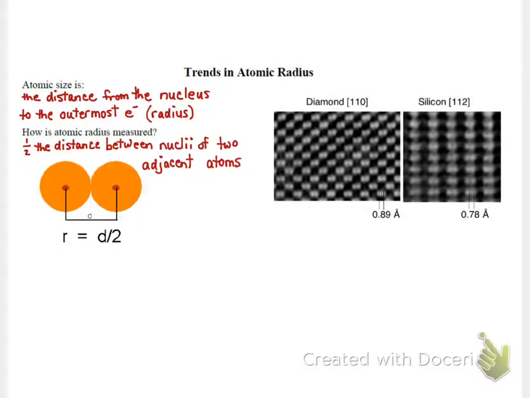And this is done by something called a scanning electron microscope, which is SEM. And these are pictures. These are pretty old pictures. They've gotten better over the years, of diamond, which is carbon, and silicon. And you can see that the silicon is a little bit bigger. And you can see that the atoms are all lined up in the solid state. And so they use this type of device to measure the radius.